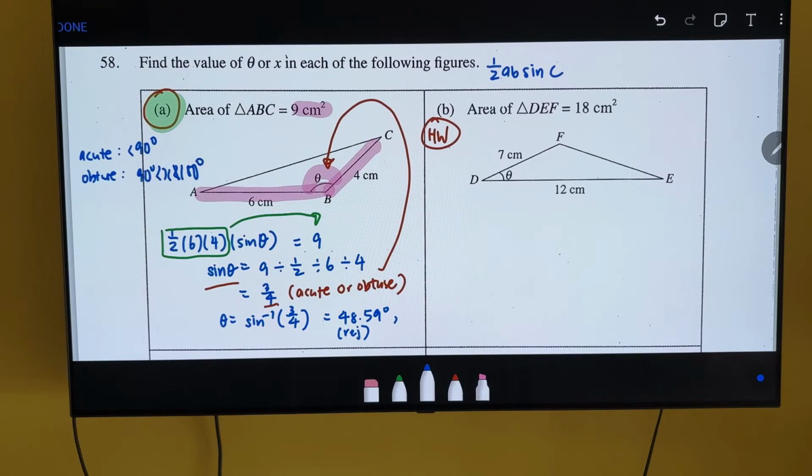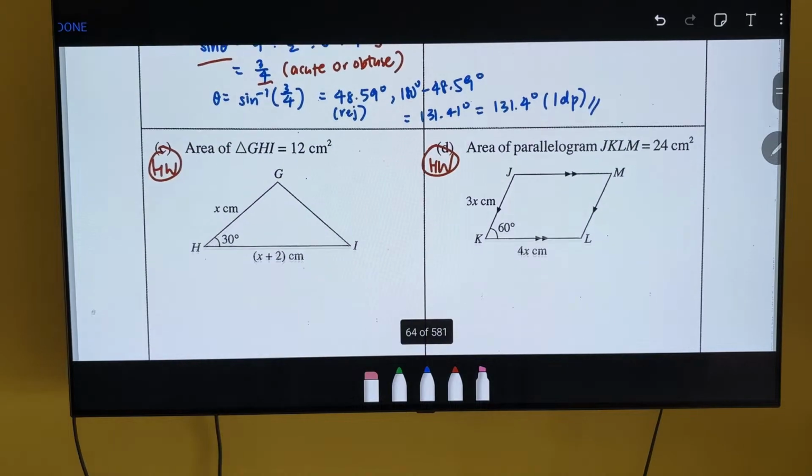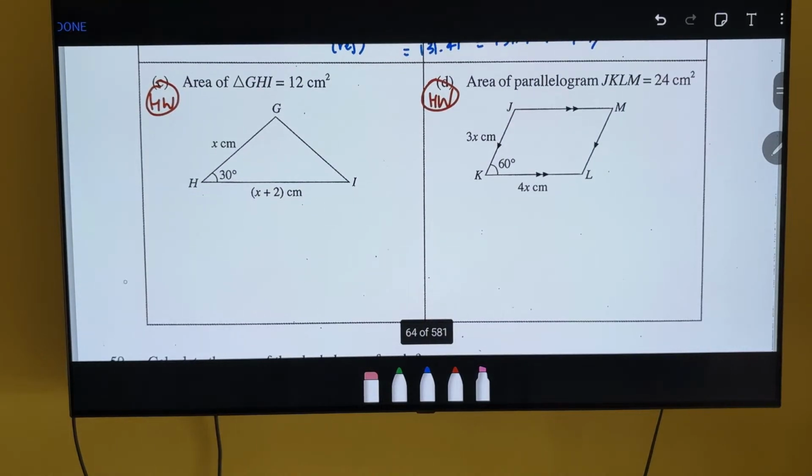And the correct answer would be the obtuse angle with respect to 48.59 degrees, which is 180 degrees minus 48.59, which will give us 131.41 degrees or 131.4 degrees. And this is rounded off to 1 dp. For all angles, it's always 1 dp. Alright, you can give question B, C, and D a try as well.